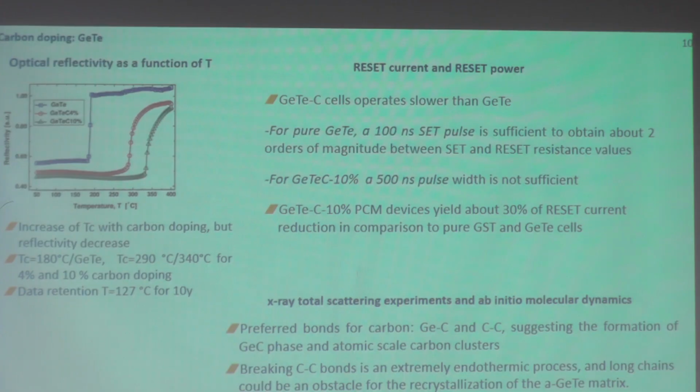which also suggest the precipitation of such germanium carbon type phase, and such a phase can form clusters, and the breaking of such CC bonds is an extremely endothermic process, and long chains could be an obstacle for the crystallization of the amorphous germanium telluride. So doping germanium telluride with carbon, from one side, will improve the thermal stability, but from another side it can bring some issue for the crystallization of this material.